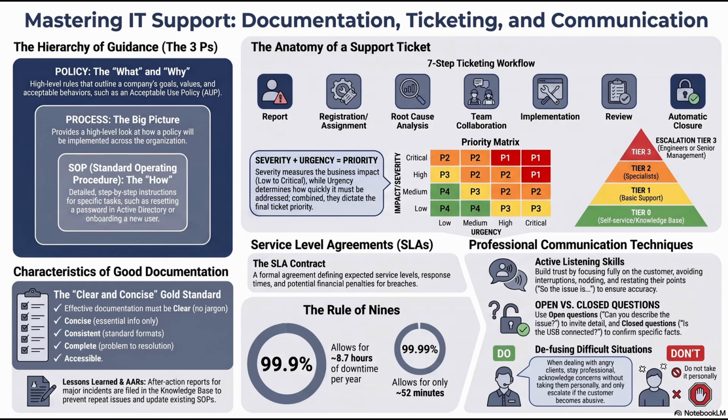Okay, let's unpack those two variables. What is the actual difference? Severity measures the objective impact of the issue on the business itself. It usually ranges from low to critical. So business impact. Right. Does this issue affect one single intern's ability to print a rough draft, or does it stop the entire manufacturing line from operating? It's a measure of scope and financial impact.